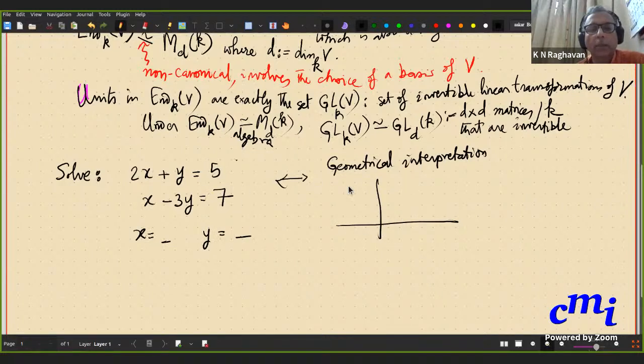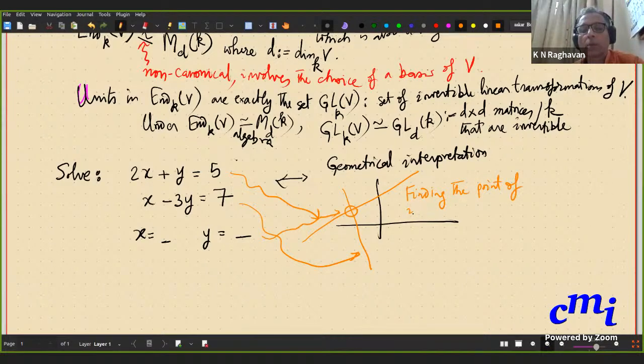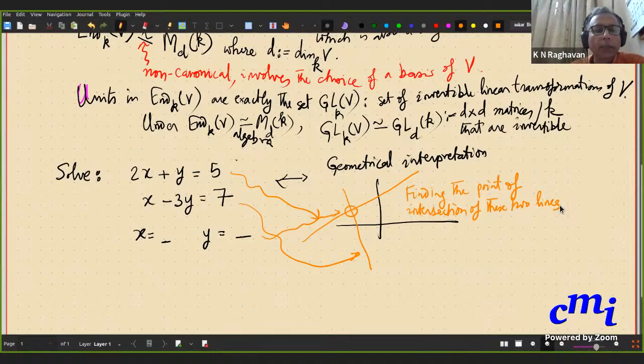I'm not actually going to solve it, but the geometrical interpretation is that each equation represents a straight line. So this represents this line maybe, and this represents this line maybe. These are schematic, I'm not actually plotting these equations. And the solution is finding this point. So the geometrical interpretation is that you're finding the point of intersection of these two lines. Correct? So have I at least answered your question somewhat?